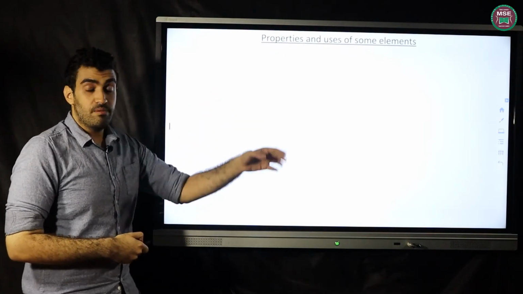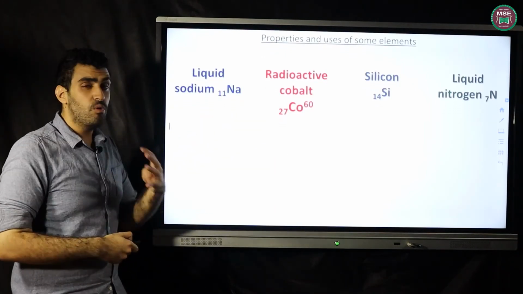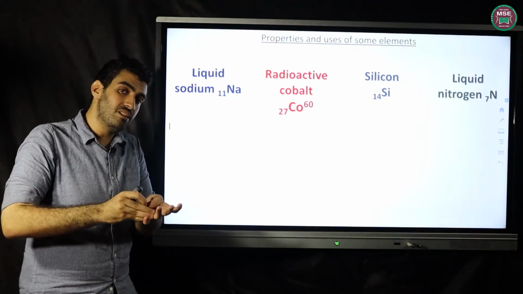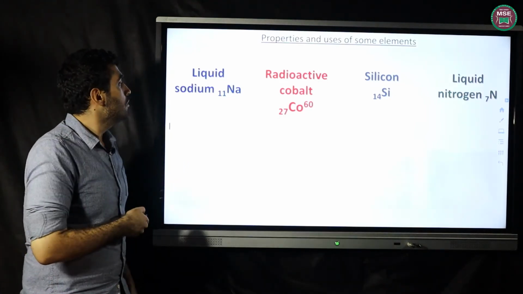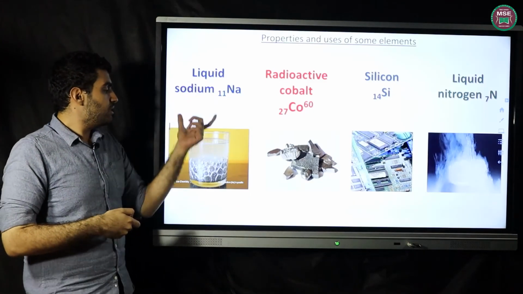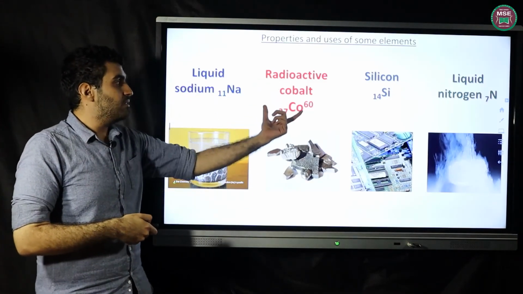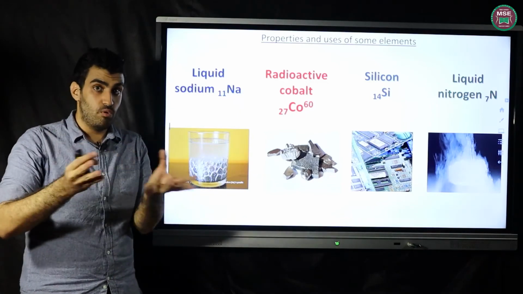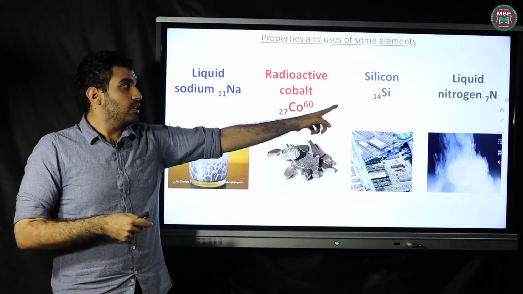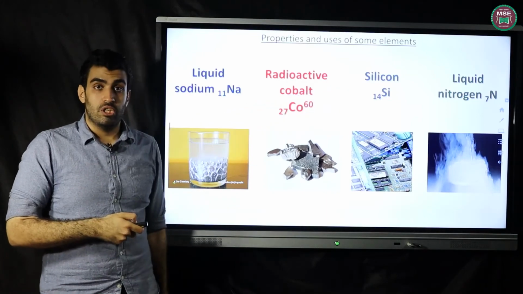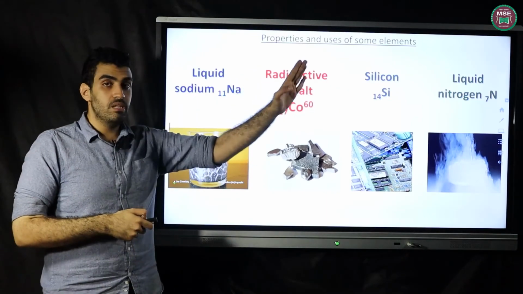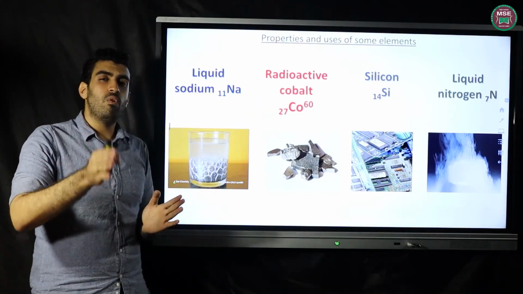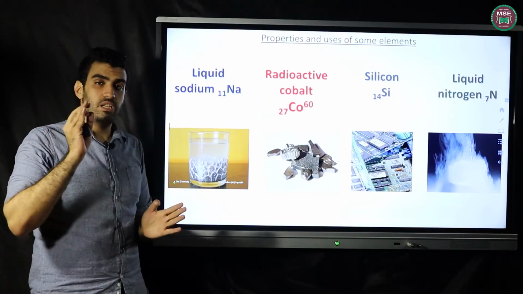Properties and uses of some elements. I have 4 elements and I want to know the use of each of them and why this element is used. Number 1, liquid sodium, radioactive cobalt, and we said before that radioactive is an element that produces rays, okay? Silicon, liquid nitrogen. 4 elements, I want to know the use of each of them and why they are chosen for this usage.